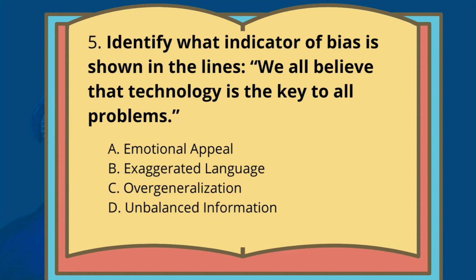Number 5. Identify what indicator of bias is shown in the lines. We all believe that technology is the key to all problems. A. Emotional appeal. B. Exaggerated language. C. Overgeneralization. D. Unbalanced information. The answer is overgeneralization, letter C.